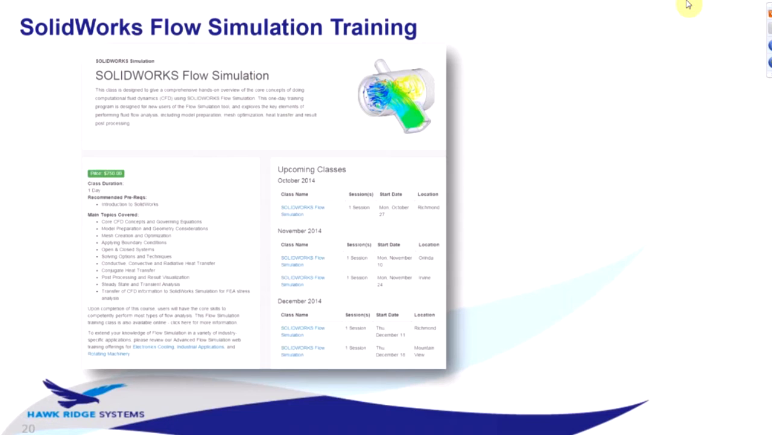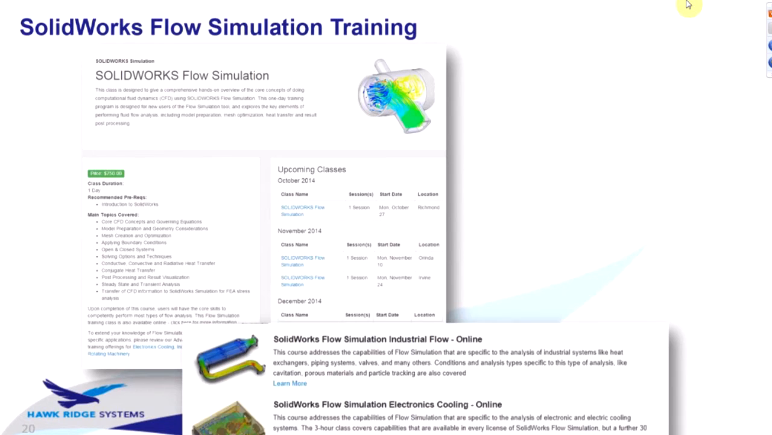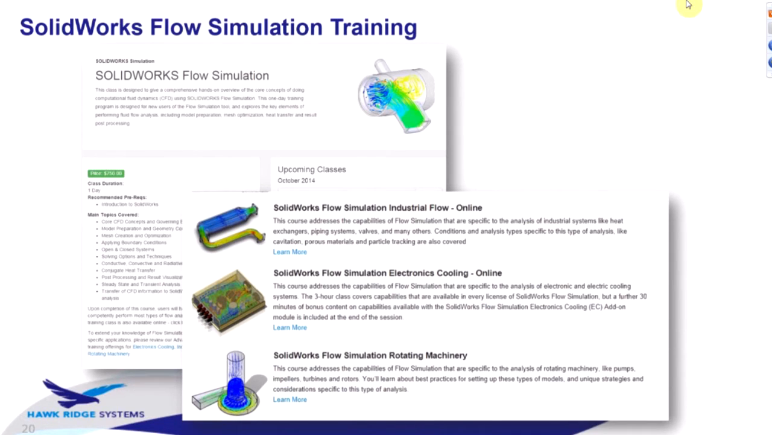As far as getting trained on the additional add-ons that we have, like electronic cooling or HVAC, those are offered online. So we do have online courses here, and these are the different ones that we have, where we can run through industrial flow scenarios, electronic cooling, and rotating machinery conditions. Again, you can take a look at our Hawkbridge page, www.hawkbridgesys.com. Take a look at our training schedule, and it'll give you all the information you need as far as when and where these trainings will be held.